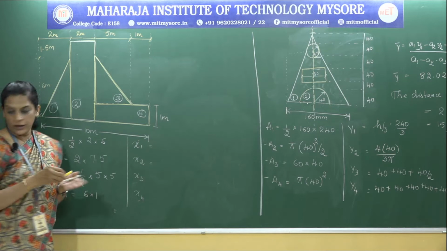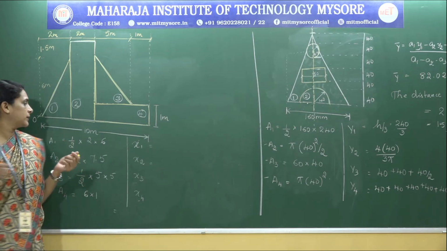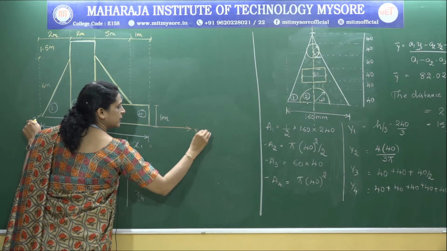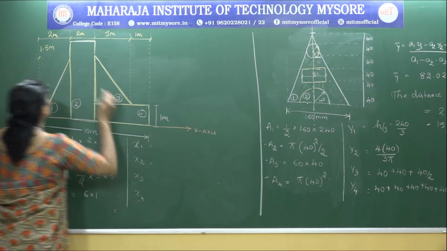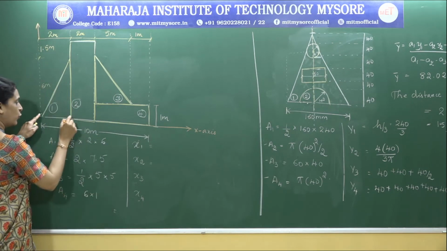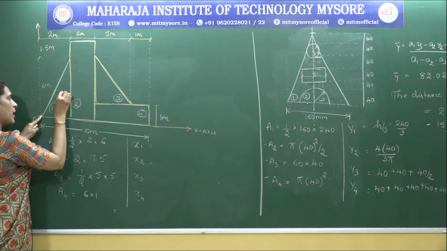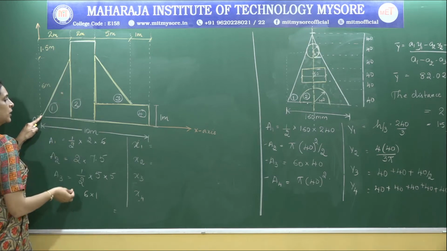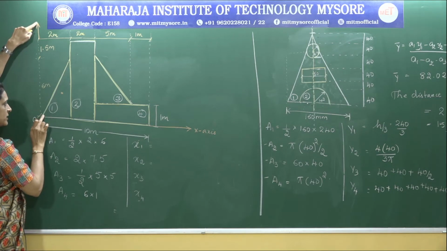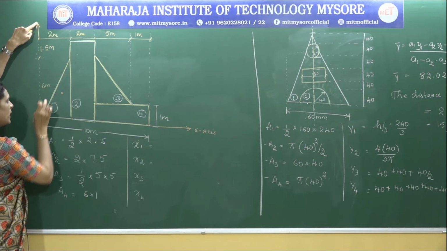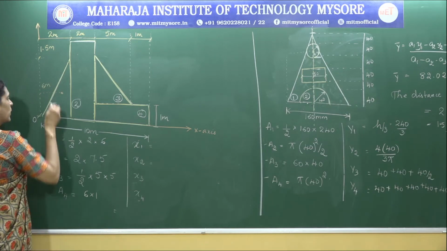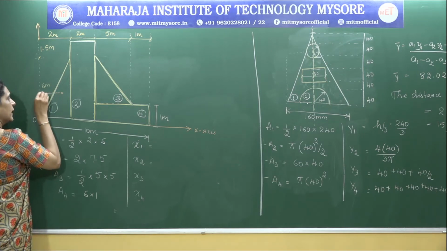So, now the first point, considering this as the x-axis and again here as the y-axis. For the first section, we shall mark the centroid here. So, to find out x1, y will be the reference axis. So, from y, we are supposed to consider this as x1. So, this is x1.